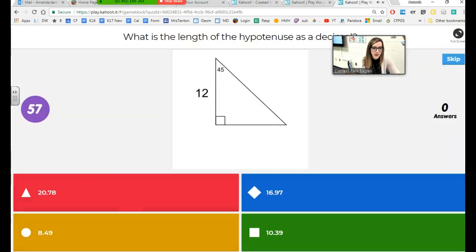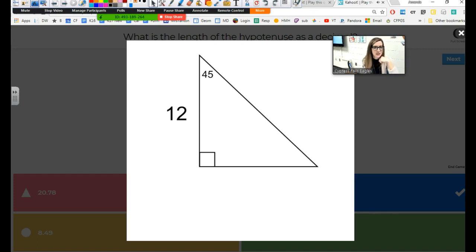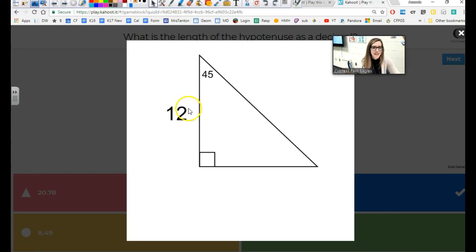The length of the hypotenuse as a decimal. I don't really need to go over this one. You did great. 12, 12, 12 root 2. Then you just plug it into your calculator. Every now and then, we don't want the exact answer. We want an approximate answer.